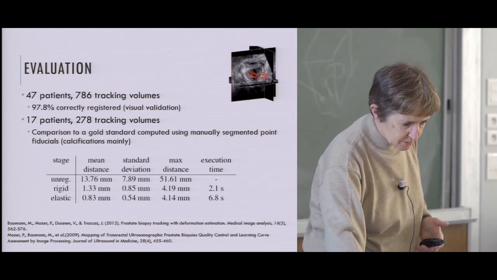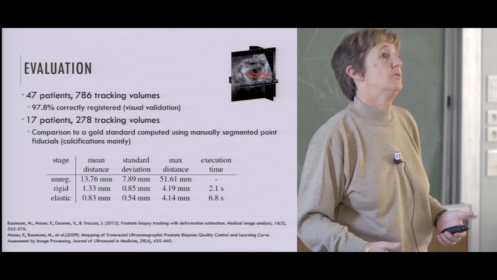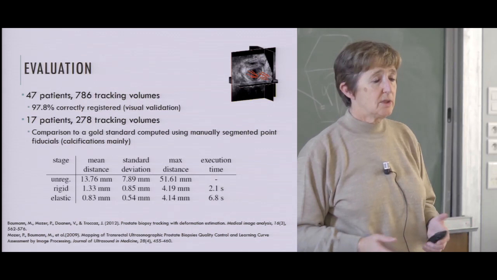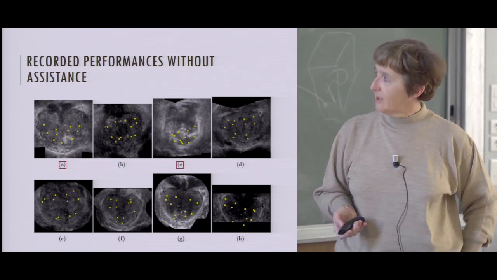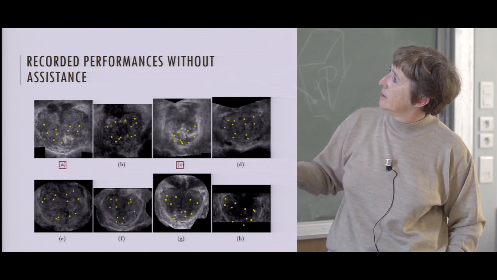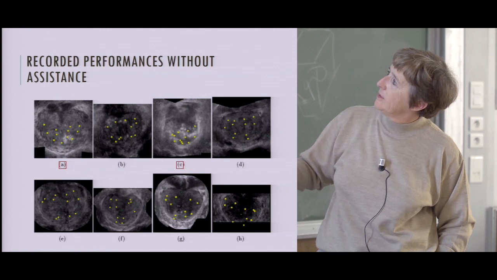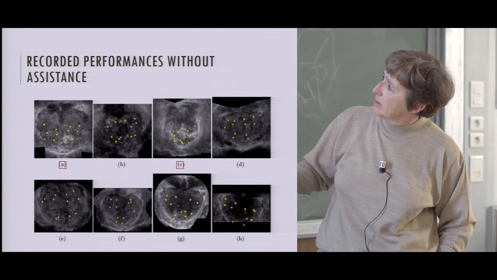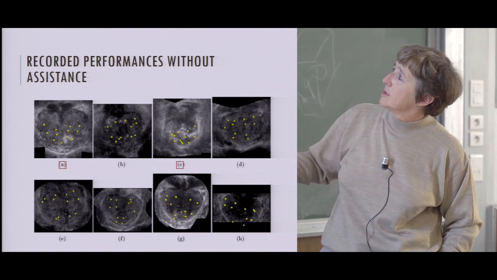Okay, we evaluated that, I skipped that, but it was an important stage of the research to be able to prove that the accuracy of the correspondence was good enough to be usable in practice. And afterwards, during the evaluation, we provided this kind of images to the clinician. So the prostate is here, here, here, here, etc. You can see it, and you can see that the sampling that the clinician did is not optimal, because here nothing has been taken, here in the middle nothing has been taken, here everything is in the same region.